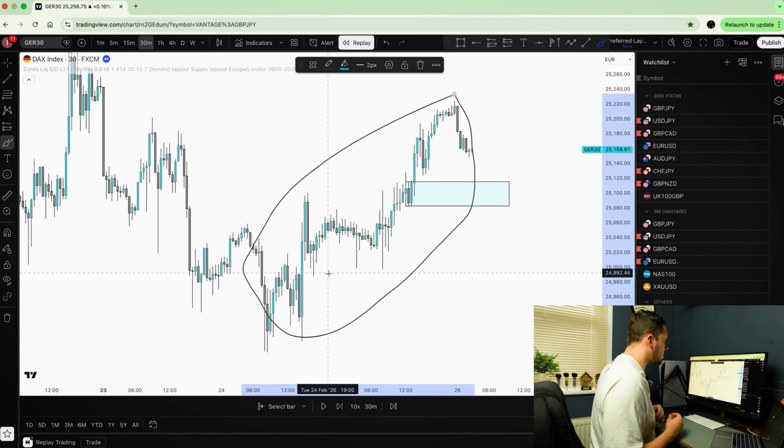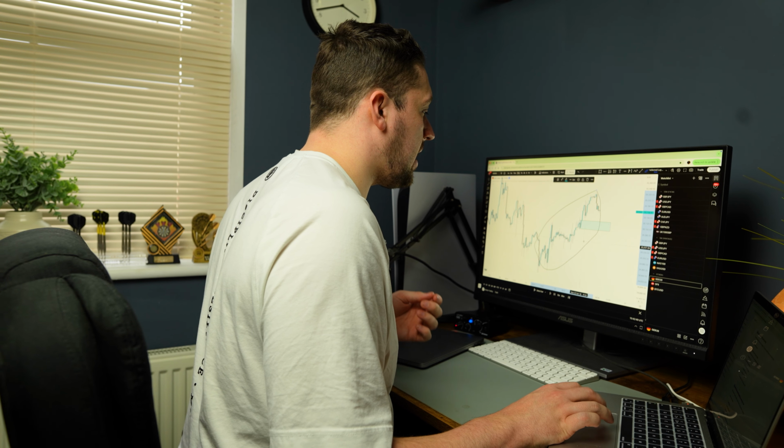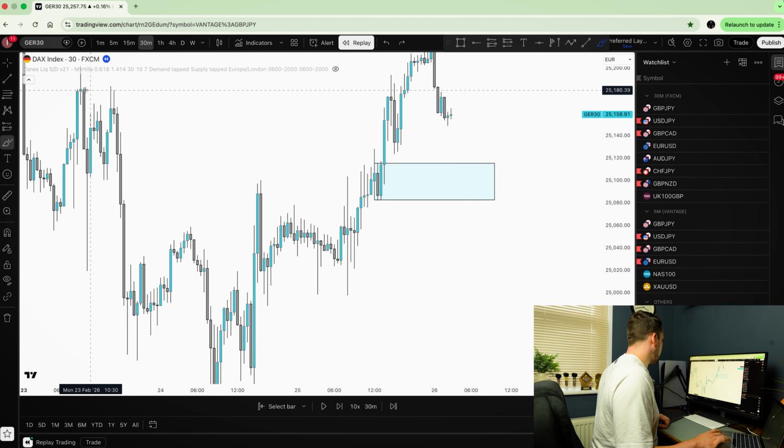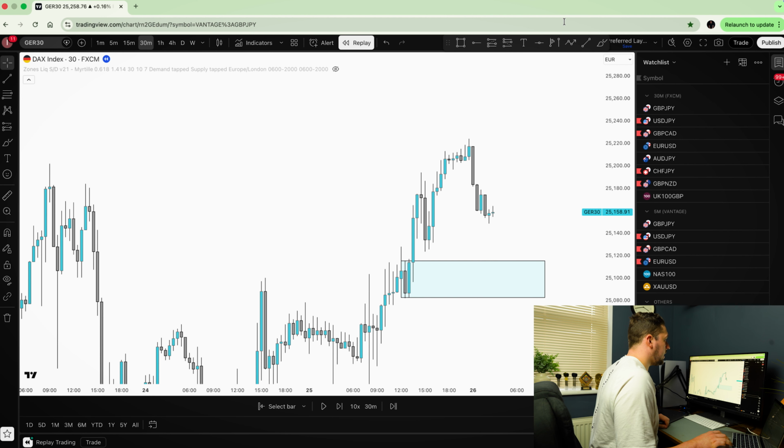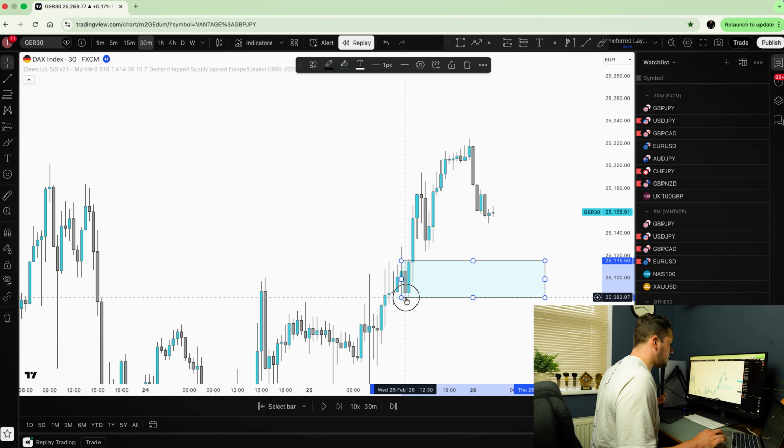All the wicks have met each other. There's no candles in here that still have an open body on them until we get to the point where our trade takes place. Now what we have here is everything that we look for. We've got the sharp move up.